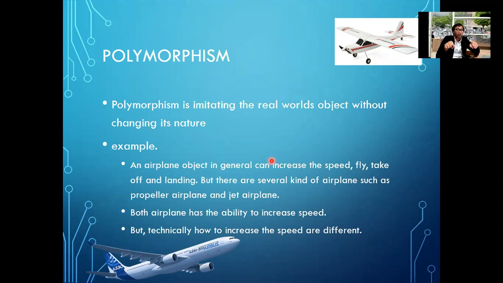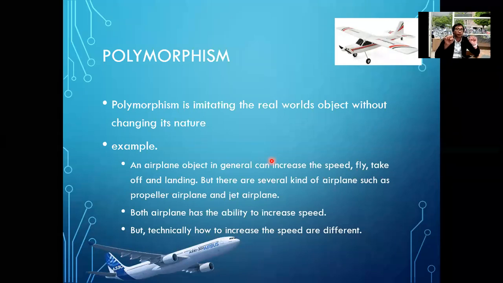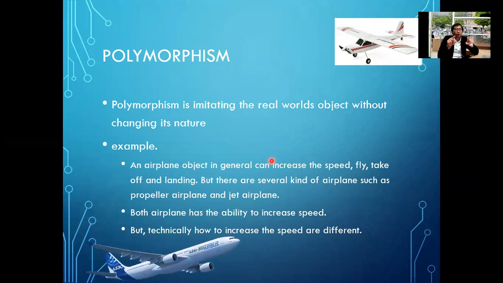But they are different. What's the difference? How to take off, how to land, and how to increase the speed are different. Why? Because one is using the jet engine and the other is using the propeller engine. So how they increase or decrease the speed, and how they fly, are different.